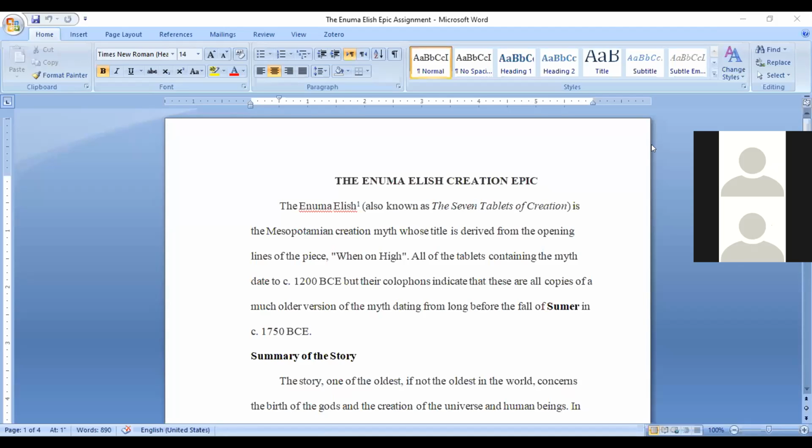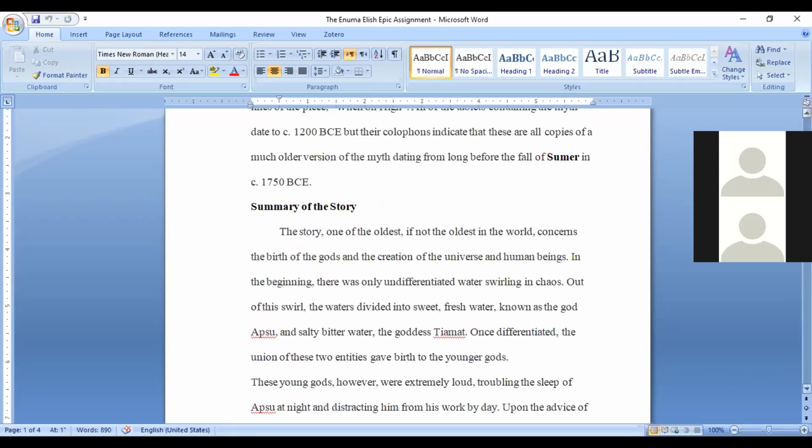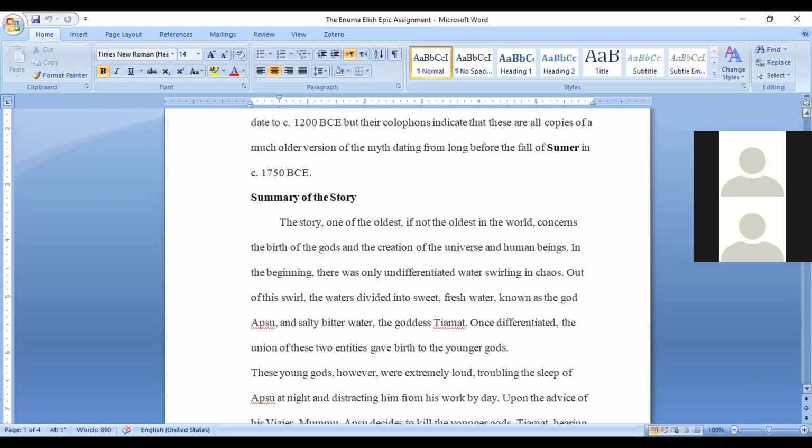All right. I was asked to share something on the Enuma Elish creation epic. Its origin is Mesopotamia, and the name Enuma is derived from the first lines, meaning when on high. That is, Enuma Elish means when on high, and it dates as old as 1750 BCE. And the story is seen as one of the oldest, if not the oldest in the world, and it concerns the births of gods and the creation of the universe and human beings.